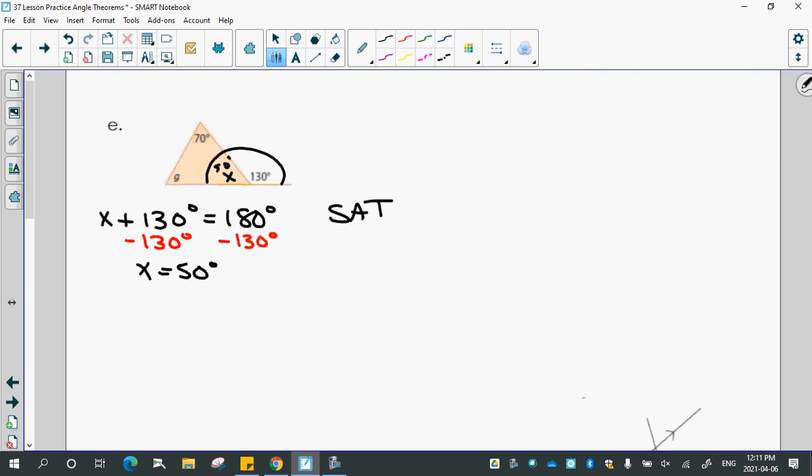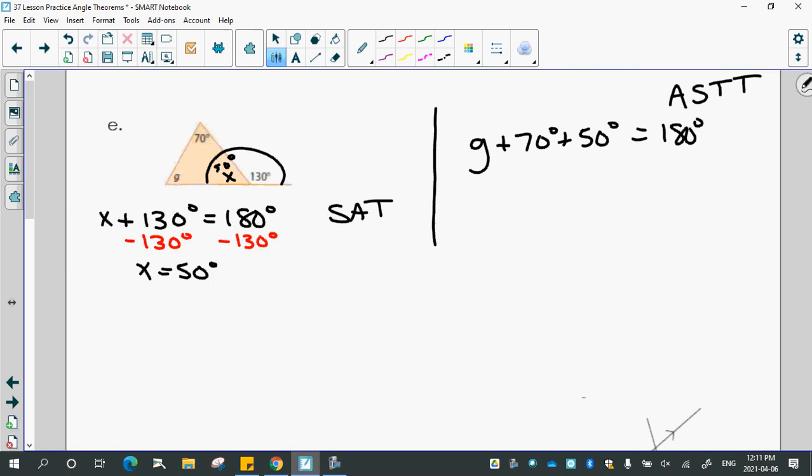So now I know that angle in there is 50. And then once you know two out of the three angles in a triangle, all three of them add up to 180. So G plus 70 degrees plus 50 degrees gives you 180. And that's angle sum triangle theorem, ASTT.